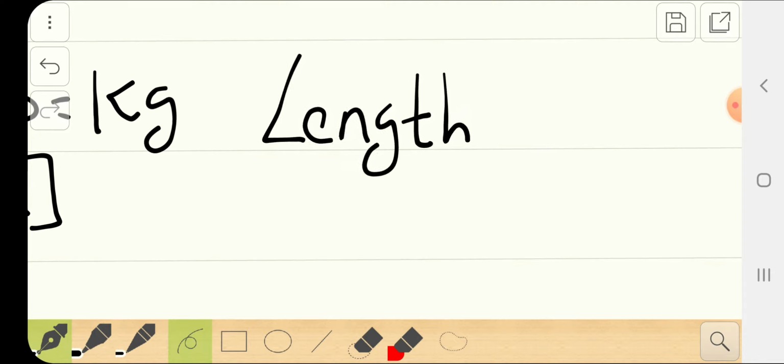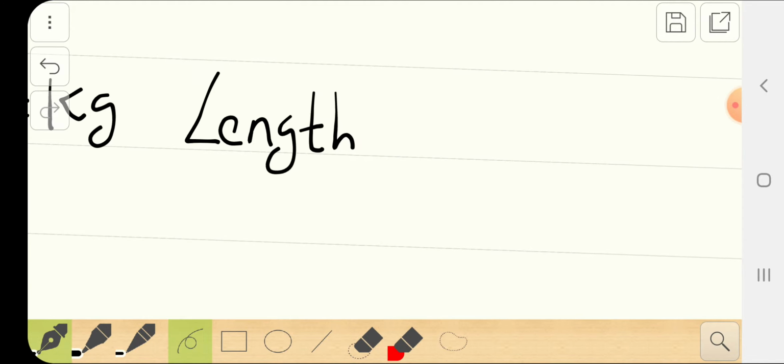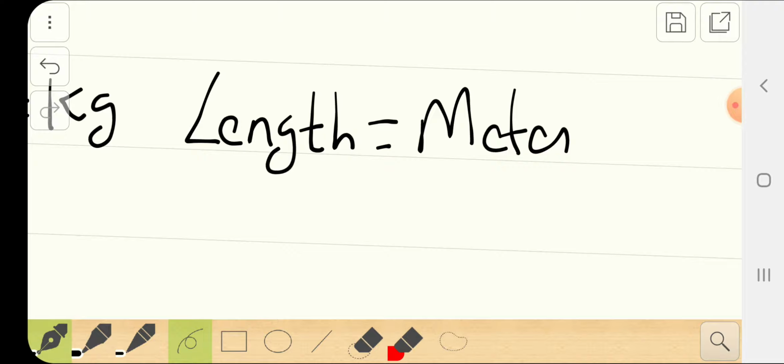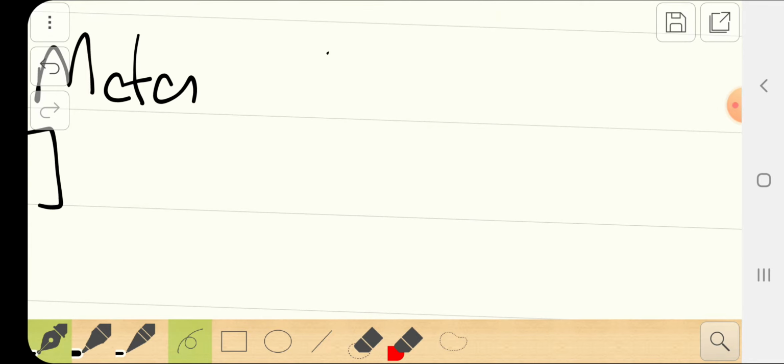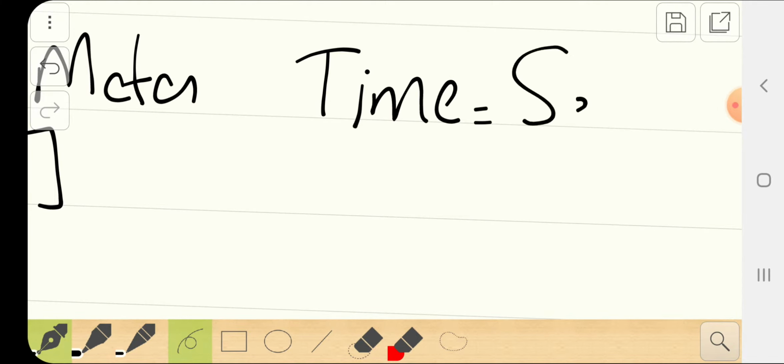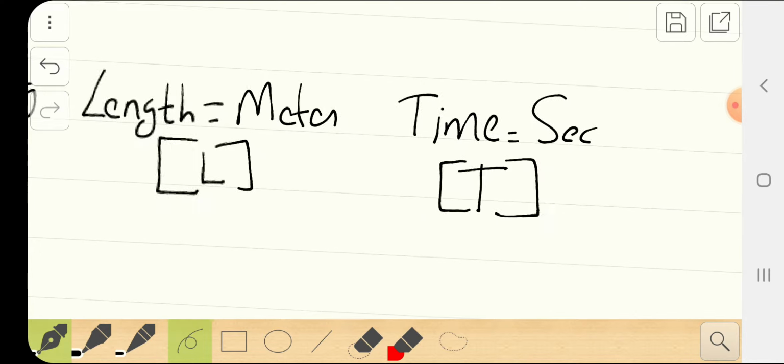Length, which is the second unit. You can use meter for that, and the symbol for that is L, right? And then there is time. You measure time in seconds in the SI system, and the symbol is T. Now, three of them have been introduced.